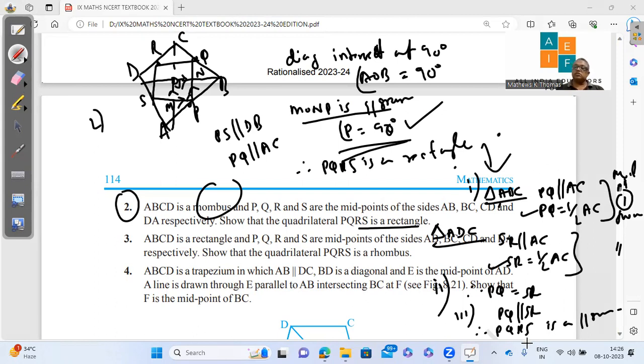So first is proving of the parallelogram, which is common. Then we said that diagonals intersect at 90. Then we proved MONP is a parallelogram. Once we prove it's a parallelogram, opposite angles of a parallelogram are equal. So angle P is 90. If one angle of a parallelogram is 90, all angles are 90. Therefore, PQRS is a rectangle.